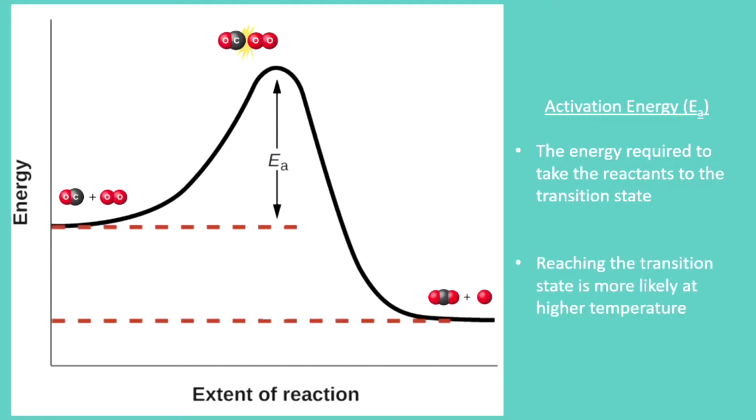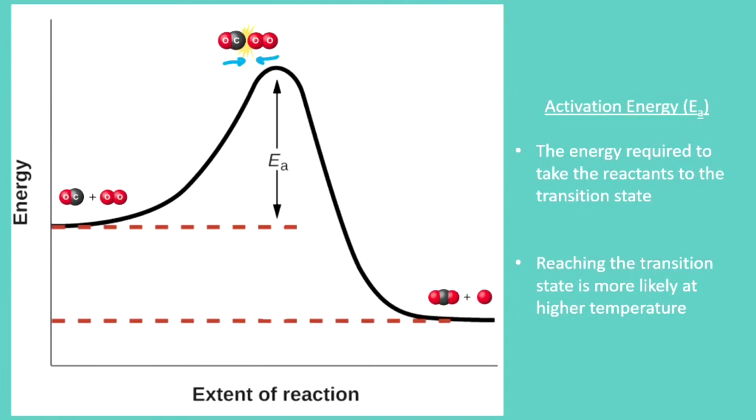And it turns out that we reach the transition state more likely if we're at higher temperatures. So reaching the transition state is more likely at higher temperatures. And that's actually another reason why increasing temperature increases the rate of reactions. Remember, we said in a previous lesson that if I increase temperature, then I just get more collisions.